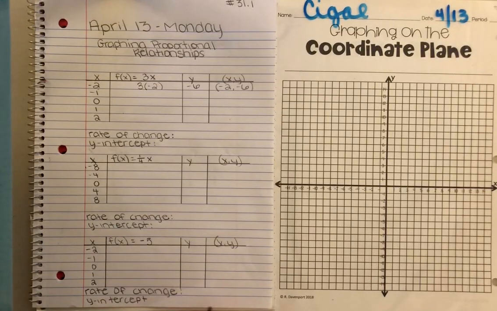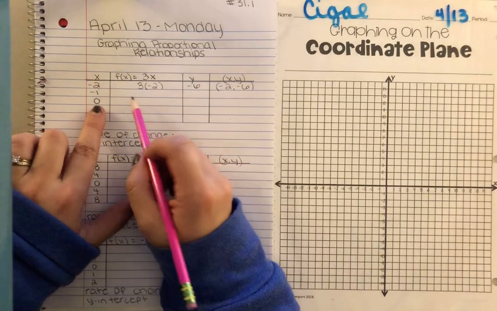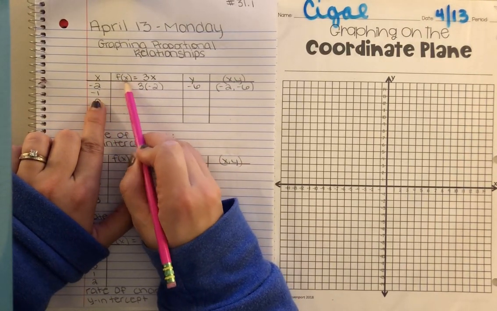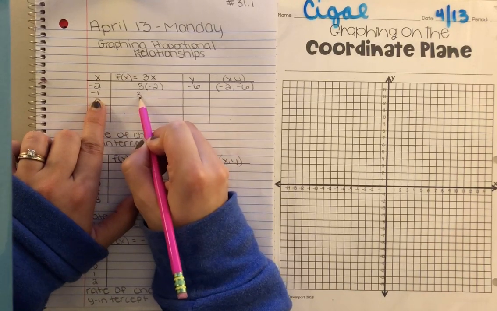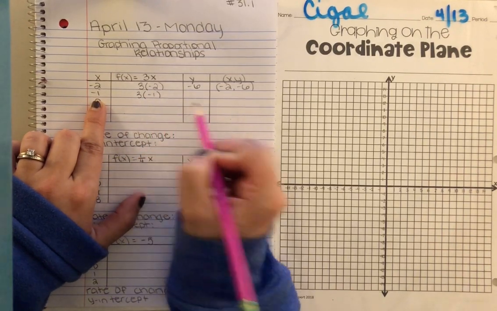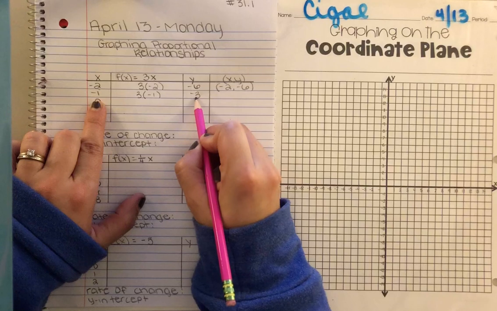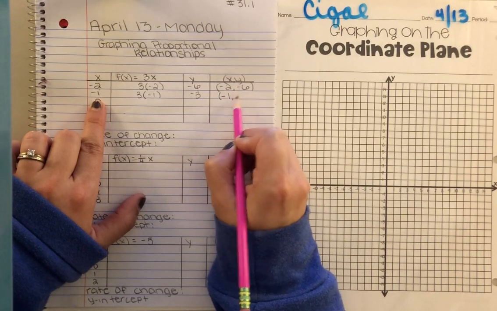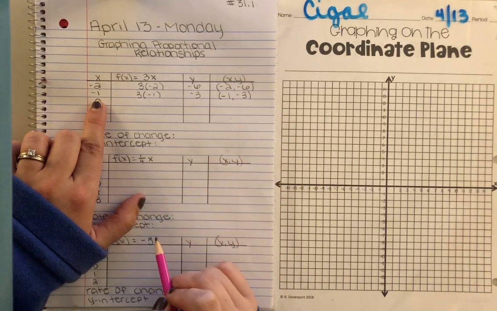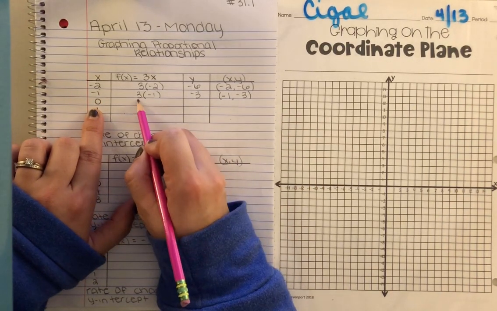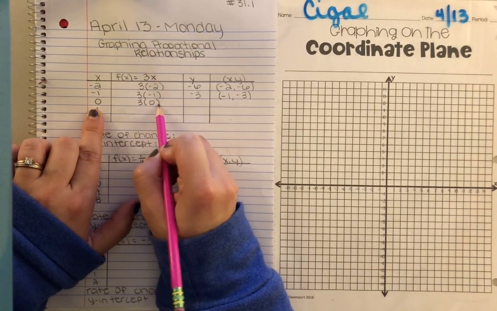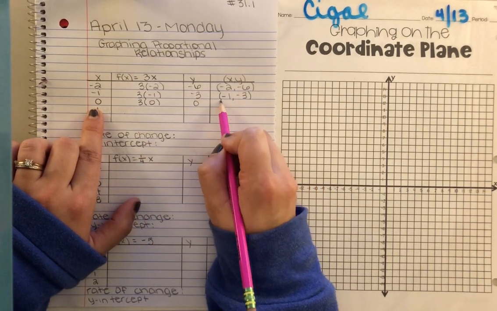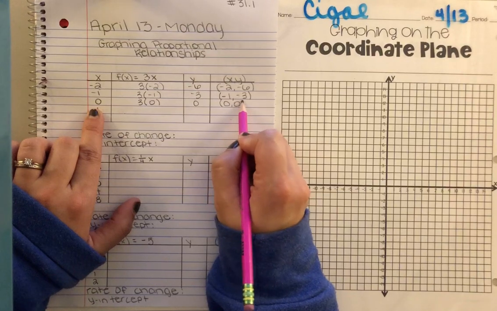Okay, so we're going to do the same thing for the next one. We're going to input -1 in for x. Again, just ignore this if it's bothering you. We're looking at 3 times -1. So that's going to give me a -3. So my ordered pair would be the input value -1, the output value -3. Next is 0. When I input 0, it's just 3 times 0 for this function. So that's a 0. And my ordered pair is 0, 0.